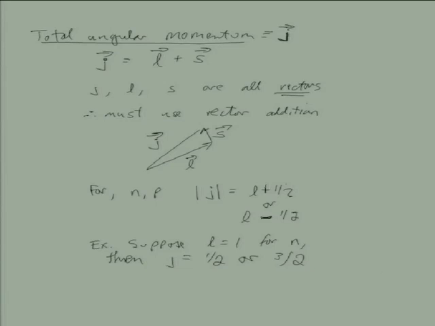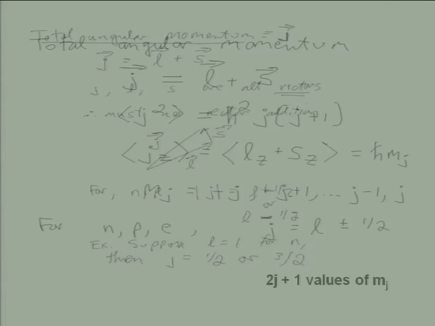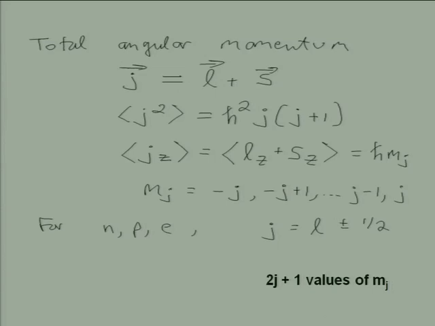And so the example I showed you the other day is, suppose L equals 1. That is, I have an orbital angular momentum of 1 unit of h bar. And let's say this is a neutron. Then the possible values of J for that neutron are either L plus a half, which would be 3 halves, or L minus a half, which would be 1 half. Now, just again, J is this vector sum.